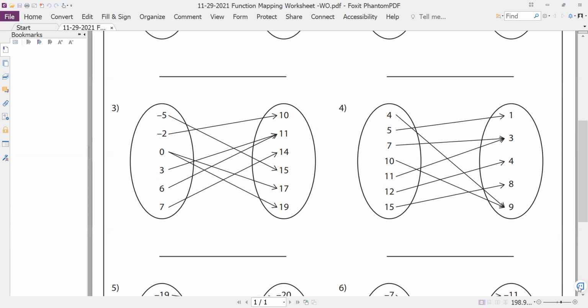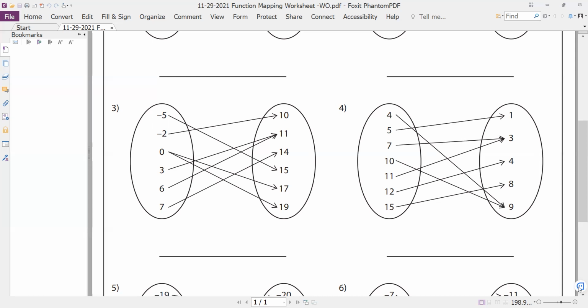What? No, 3 goes to 11 and 6 goes to 11. But they're different. So it is a function then. No, is it a function? No, it's not a function. And why, Chastity? Why is it not a function?